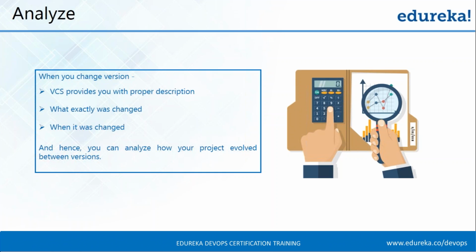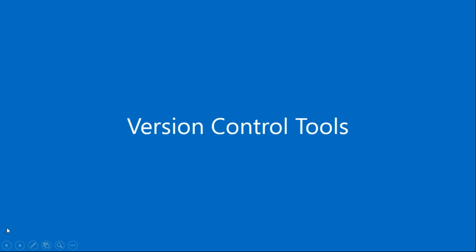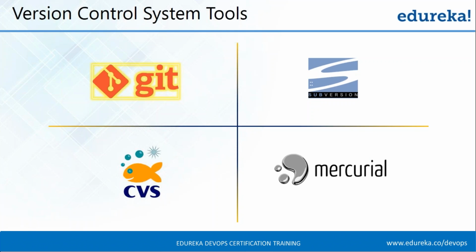So let us move ahead and take a look at the version control tools, because in order to incorporate a version control system in your project, you have to use a version control tool. So let us take a look at what is available, what kind of tools I can use to incorporate a version control system. So here we've got the 4 most popular version control system tools, and they are Git, and this is what we'll be learning in today's tutorial.